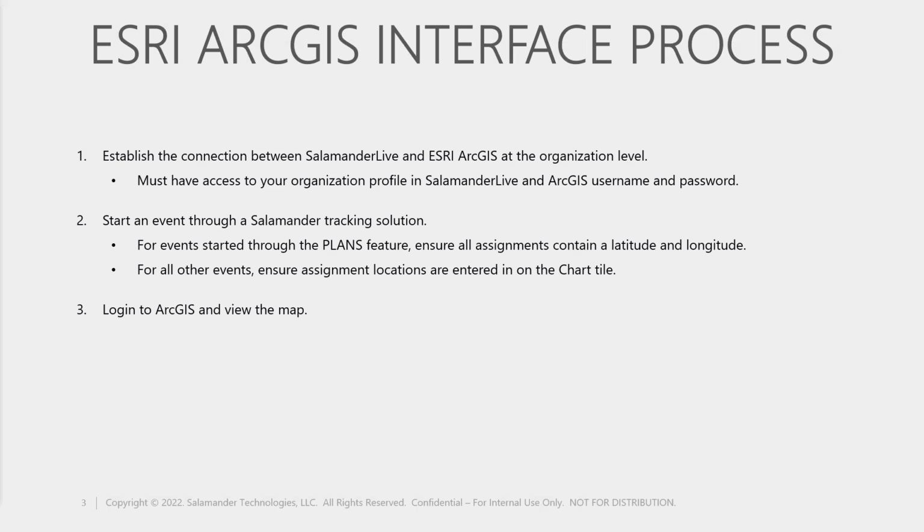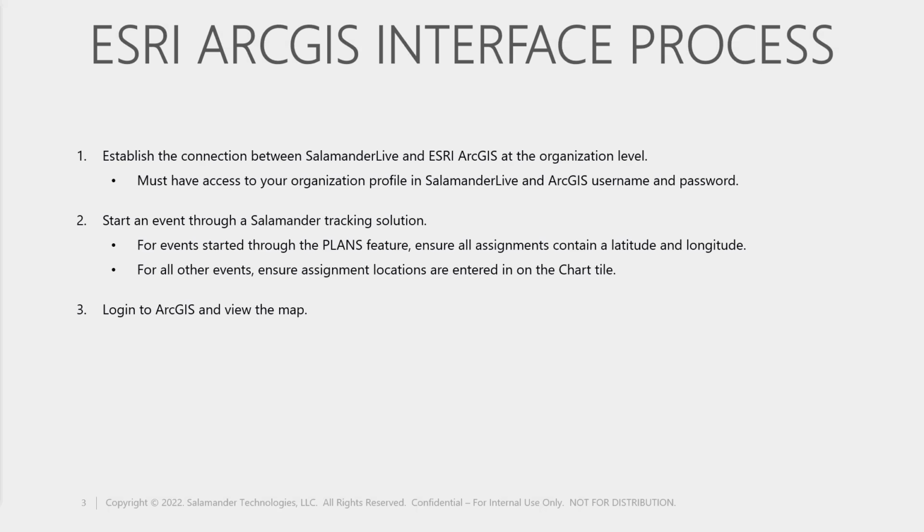As a reminder, you must be subscribed to the Events Pro or Plans feature to have full access to the chart functionalities on the event dashboard in SalamanderLive. This was, again, a change that was made last month when we did the version 68 release. Once an event is started through a plan or other tracking solution, that information is all sent up to ArcGIS.